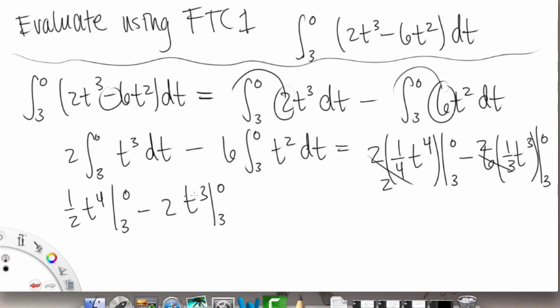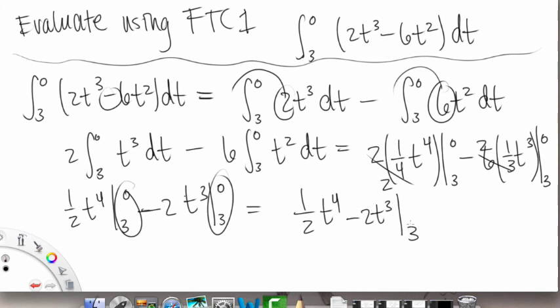At this point, see how we can merge these back together, because we're evaluating them from the same limits, from the same lower limit to the same upper limit, 3 to 0. So we'll write it all as one thing: 1/2 t to the 4th minus 2 t to the 3rd, all evaluated from 3 to 0. I'll do this on the next slide. So we have 1/2 t to the 4th minus 2 times t to the 3rd, being evaluated from t equals 3 to t equals 0.